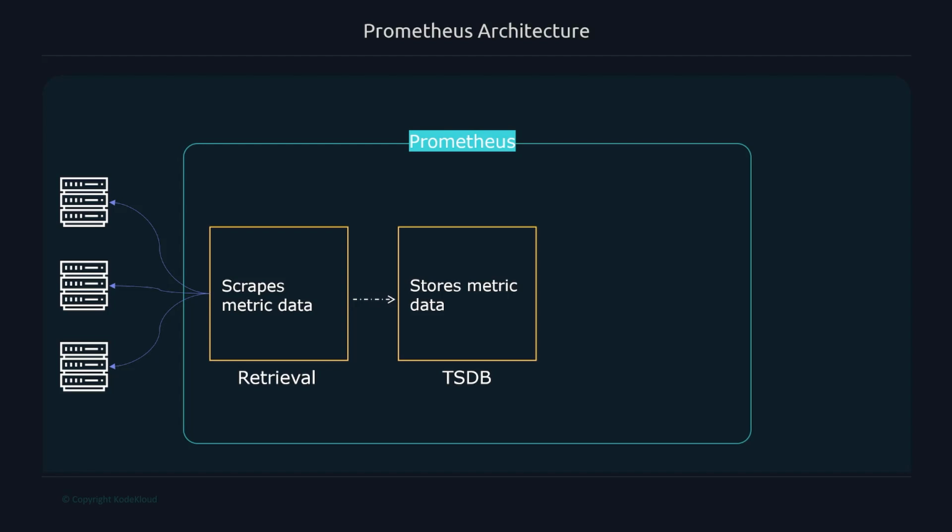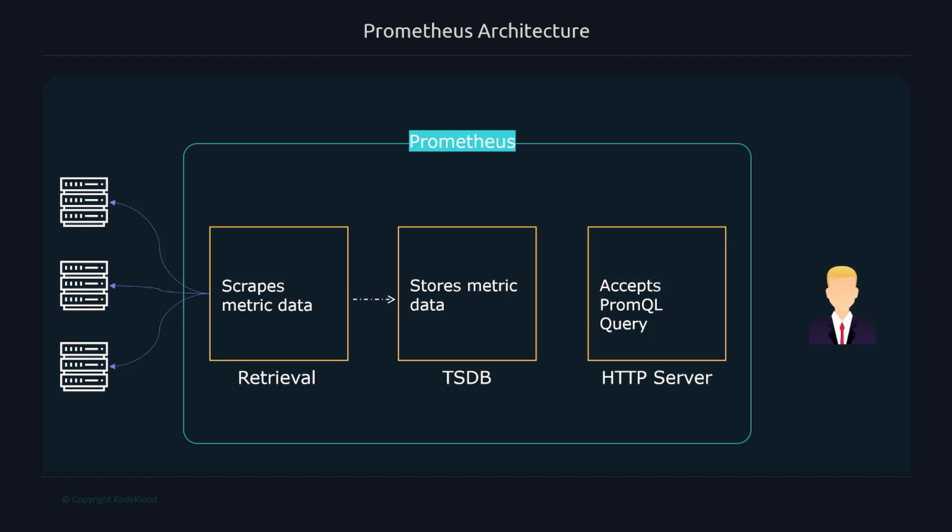And the final part of the Prometheus server is going to be an HTTP server. This HTTP server is just there to allow us to retrieve the data that we stored in the database, because we're eventually going to want to actually take a look at the metrics and visualize them. And we do that through the HTTP server. So we could send an HTTP request to the HTTP server, and we're going to provide a query using its built-in query language called PromQL. And so that's the main architecture within the Prometheus server component.